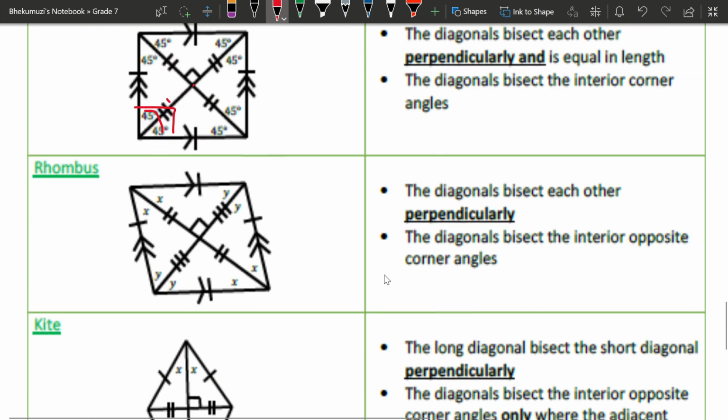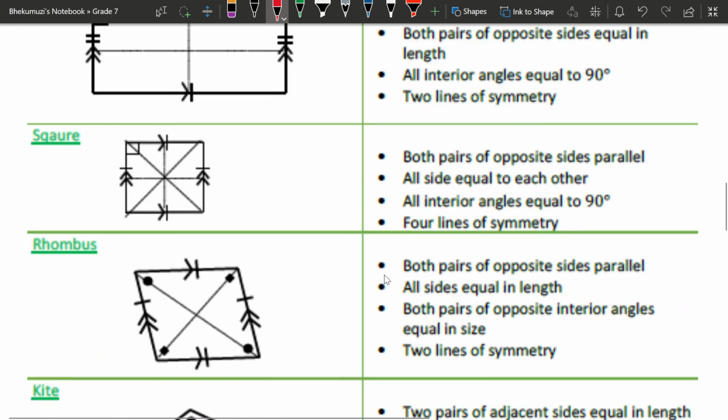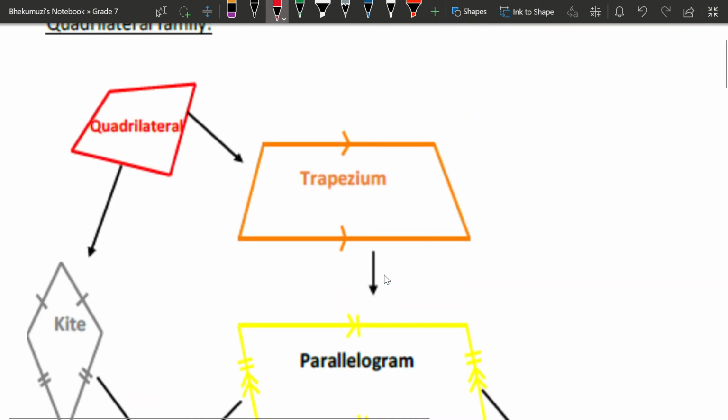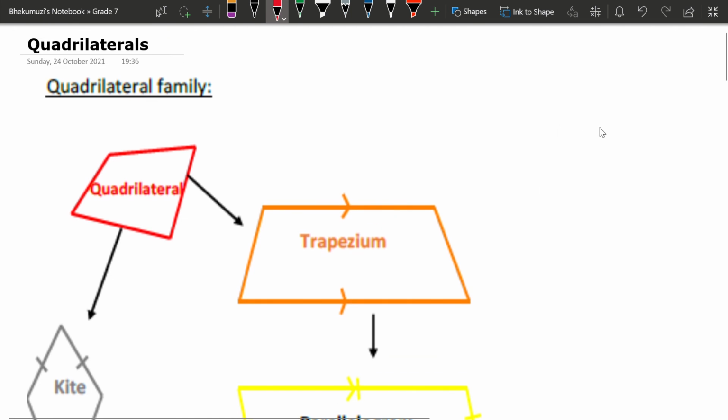So basically that is it for quadrilaterals. As I said, this was going to be a very short one. So other than that, I really hope this is helpful, and I'll see you soon.